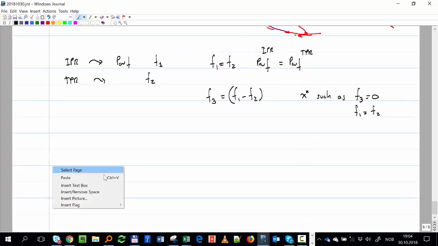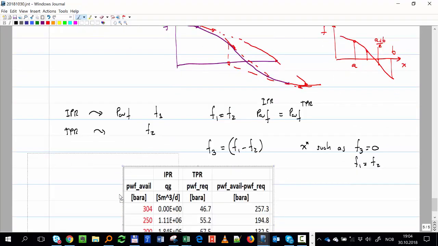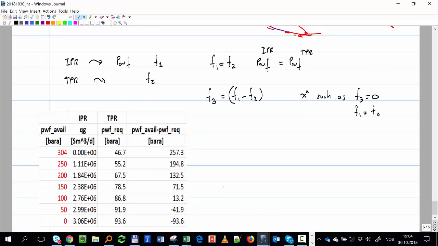Okay, so we obtain that more or less. I hope you're getting the same number. And you see here our function, this will be our function F3. Here you see positive, positive, positive, and negative. So that's your function F3, and you have a change of sign. That means that your root is someplace, so your PWF solution star is someplace between 100 and 50 bar. It's someplace in that range.